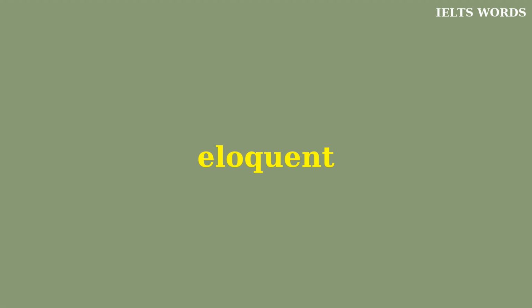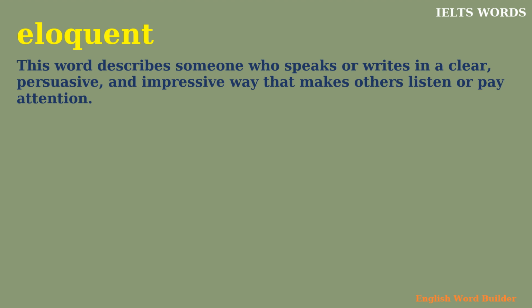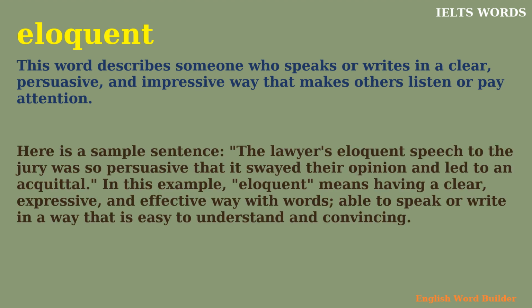Eloquent. This word describes someone who speaks or writes in a clear, persuasive, and impressive way that makes others listen or pay attention. Here is a sample sentence. The lawyer's eloquent speech to the jury was so persuasive that it swayed their opinion and led to an acquittal. In this example, eloquent means having a clear, expressive, and effective way with words, able to speak or write in a way that is easy to understand and convincing.